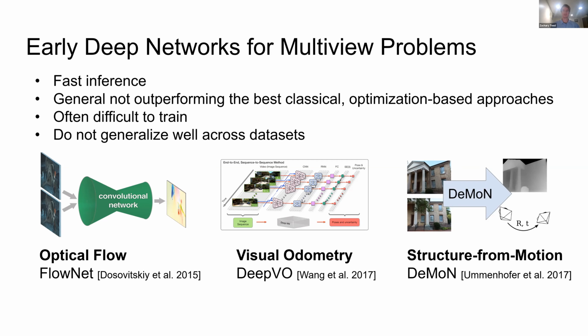And these approaches have a number of different advantages. Usually they are very fast compared to the classical optimization-based approaches. But in general, it's not quite as clear cut whether they're actually outperforming these classical systems. Additionally, there's some other issues, like they're often very difficult to train. And what we really want is systems that can generalize. So if we train it on one data set and apply it to a new data set, ideally it should work on that new data set. But for many of these early deep networks for these types of problems, we don't get great generalization.